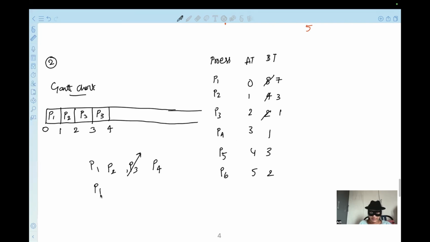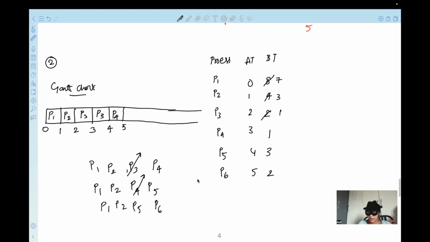Yes. So P1, P2, P4 and P5. In these 4, again, we'll see the arrival times. Simply here we'll write P4 because it has the lower burst time. So 1 unit of time is completed. We'll write 5, and here P4 is also done. At 5, is there any process coming into the ready queue? Yes. What remains are P1, P2, P5, and P6 is also coming.